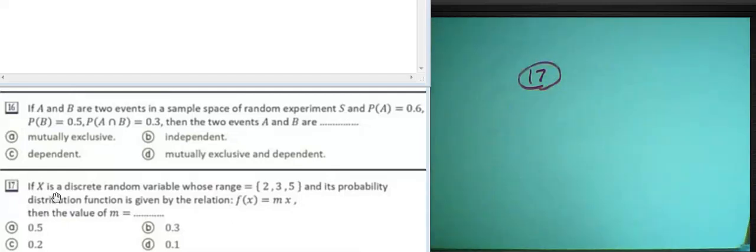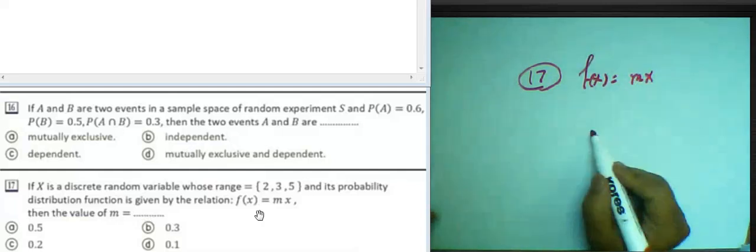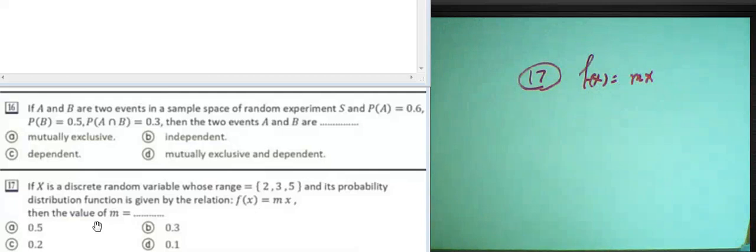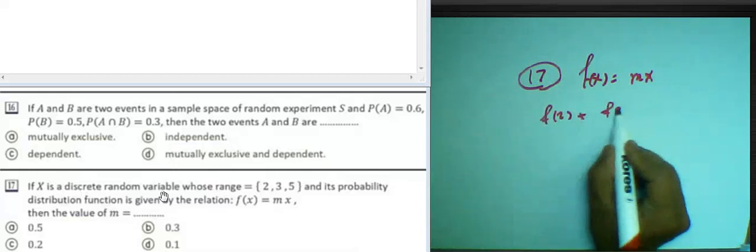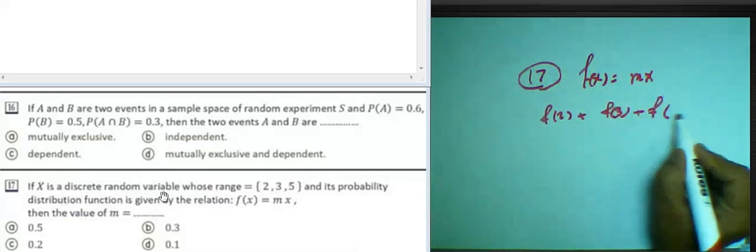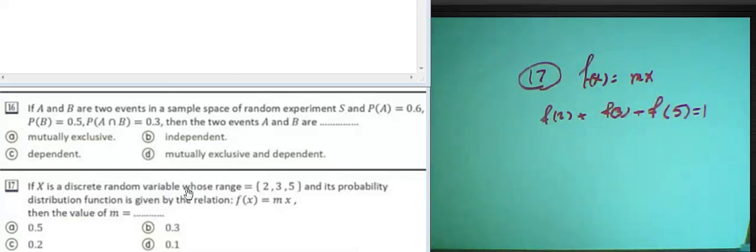If X is a discrete random variable whose range is 2, 3, 5 and its probability distribution function is given by the relation f of x equals m multiplied by x, then find the value of m. He tells us it is a discrete random variable. What is the meaning of a discrete random variable? It means f of the first number plus f of the second number plus f of the third number, the result from the range will be 1.